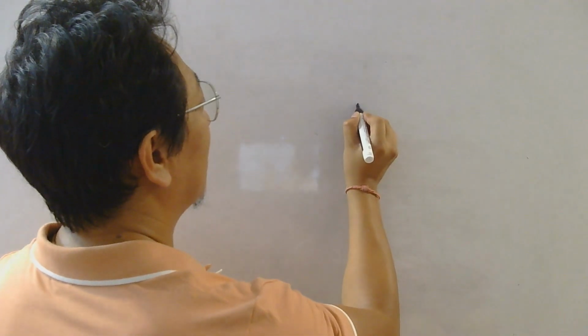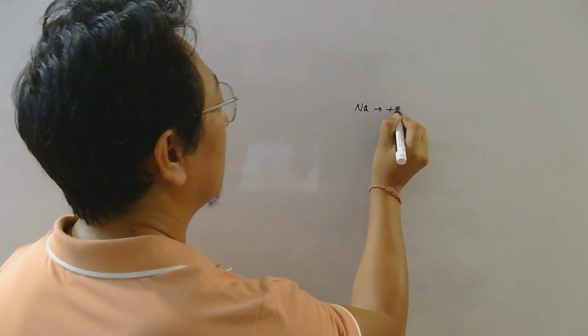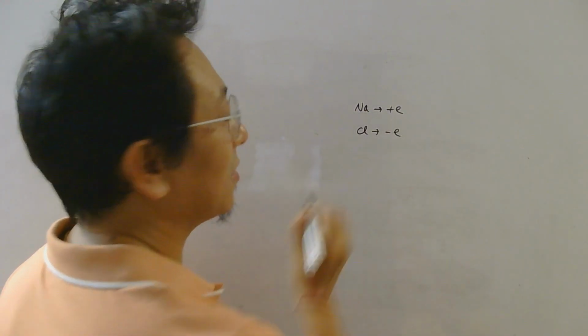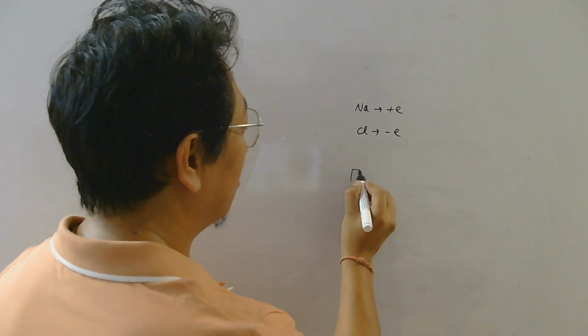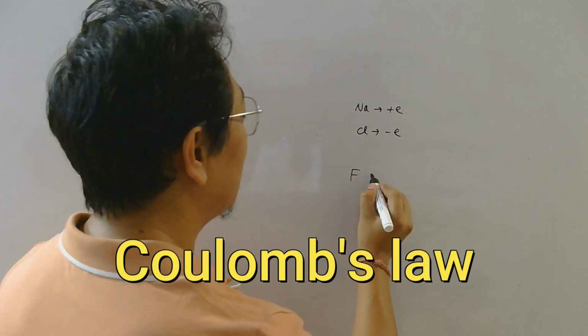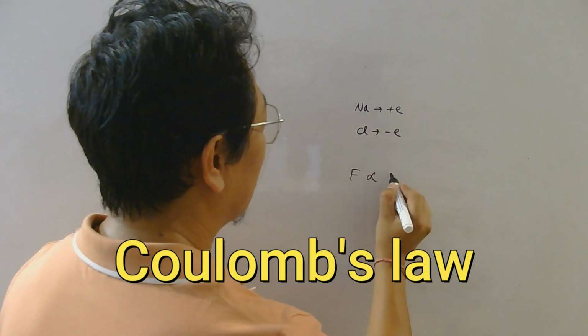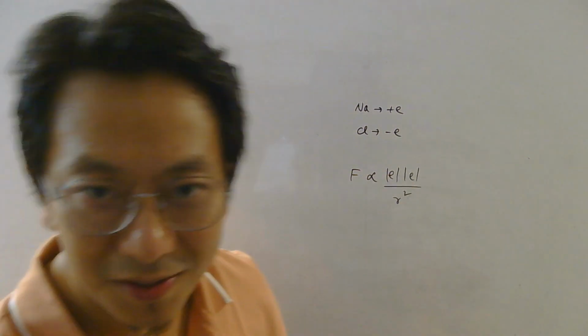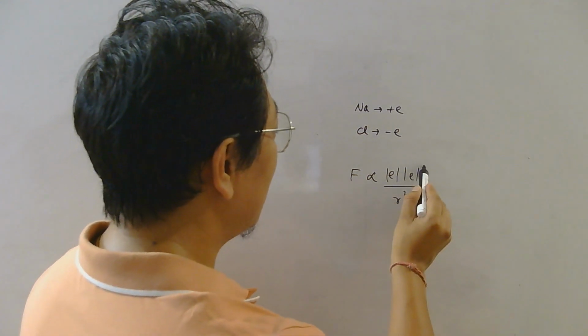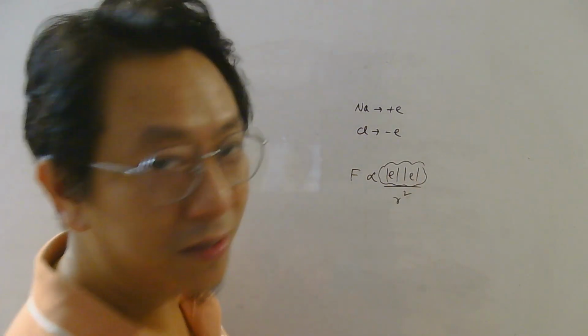So what happens? The charge on the sodium atom will be +e and the charge on the chlorine atom will be -e, right? And when they are at some distance r, the electrostatic force is given by Coulomb's law, which is proportional to the product of the magnitudes of the charges and inversely proportional to the distance squared, isn't it? So you can see this product is e into e.